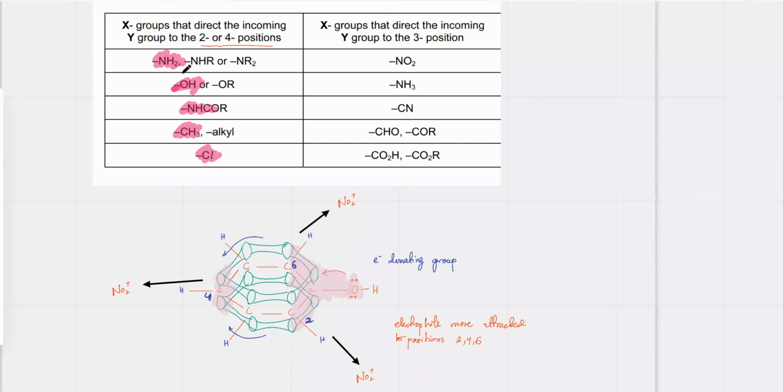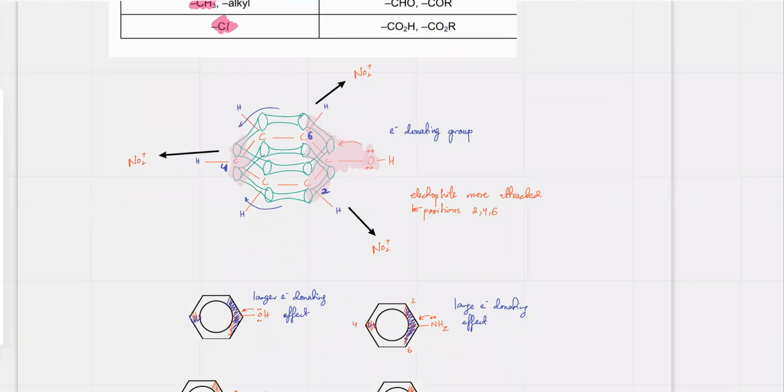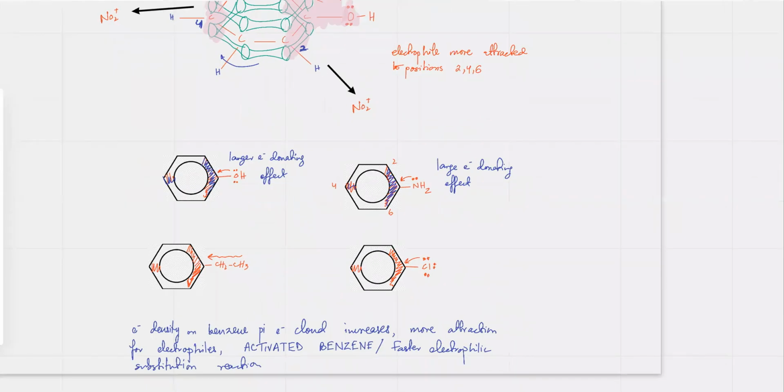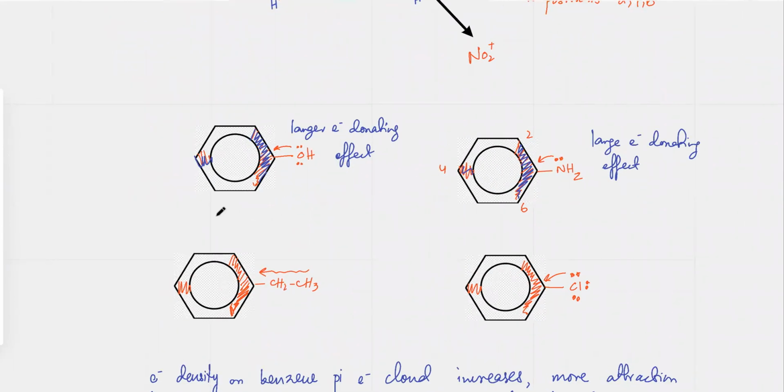And all these 2,4 directing groups, whether it's NH2, OH, alkyl chain, Cl, or amides, they have similar effects. The electrons are always being pushed onto the benzene ring. The electron density is always higher. So the benzene ring is no longer symmetrical. The electron cloud is no longer evenly distributed. You've got more electrons on one side now.